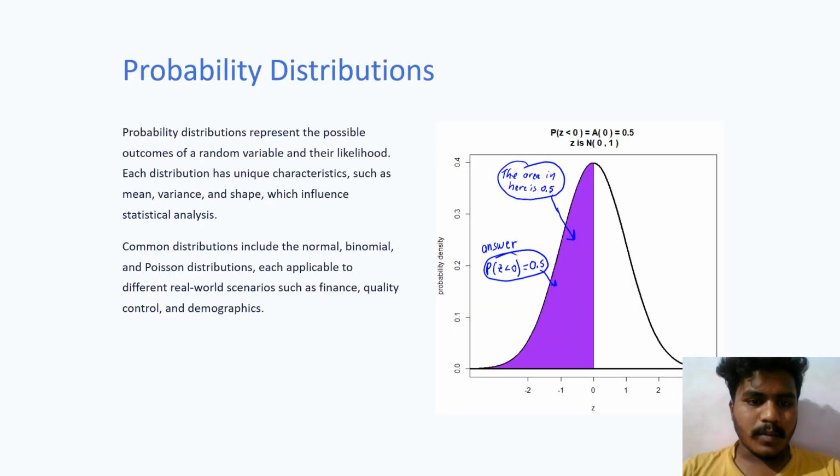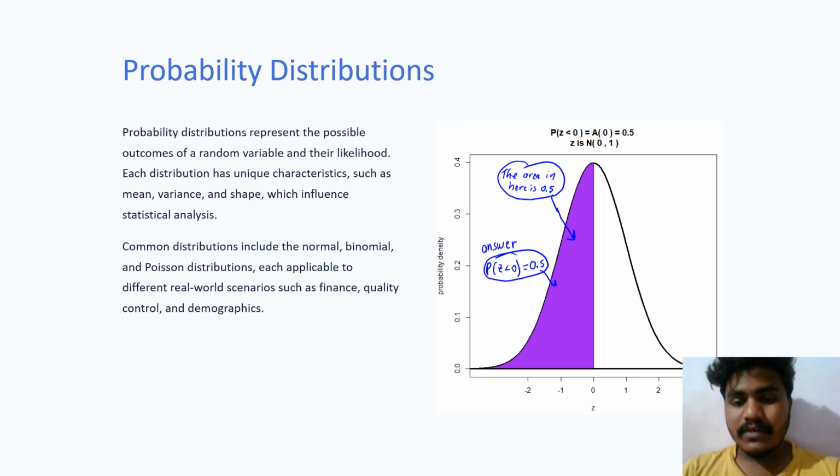Probability distributions. Probability distributions represent the possible outcomes of a random variable and their likelihood. Each distribution has unique characteristics such as mean, variance, and shape, which influence statistical analysis. Common distributions include the normal, binomial, and Poisson distributions. Each applies to different real-world areas such as finance, quality control, and demographics.